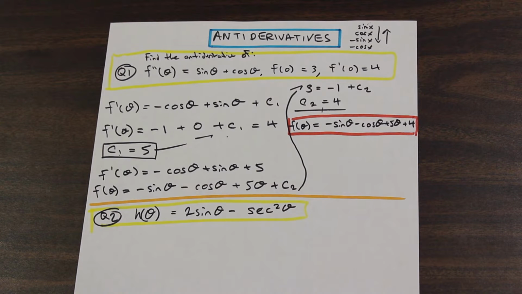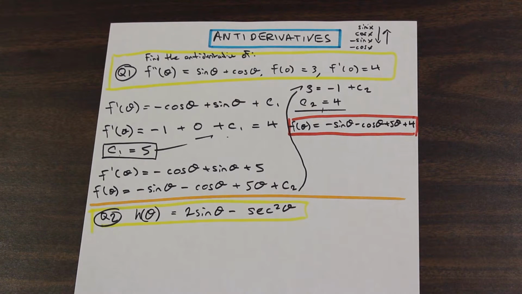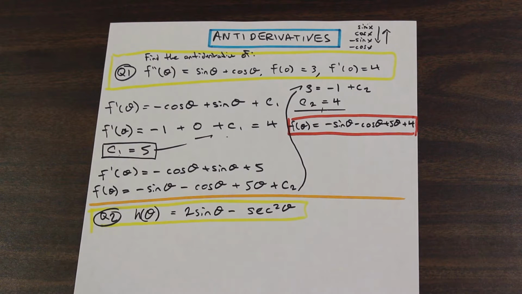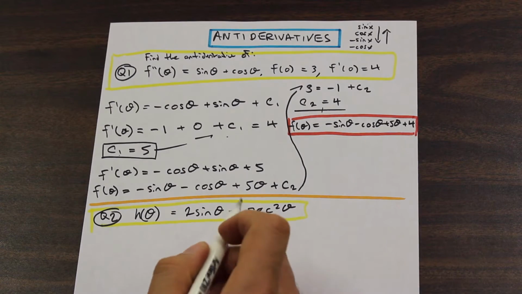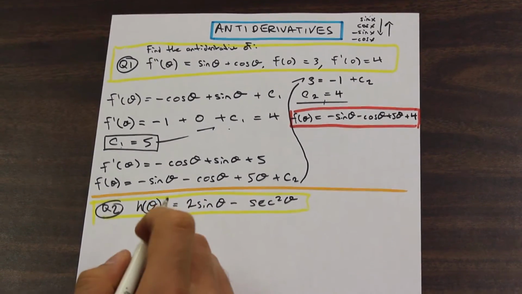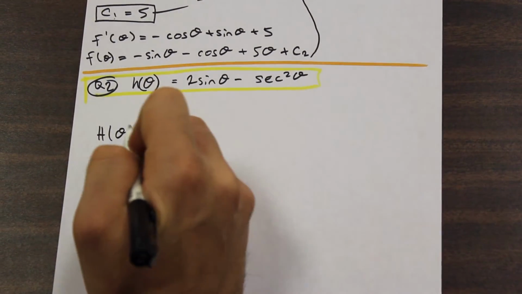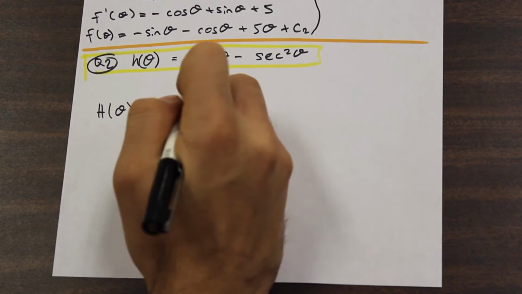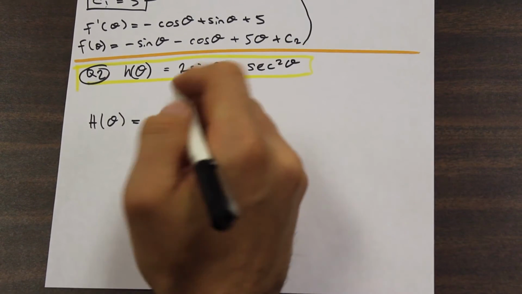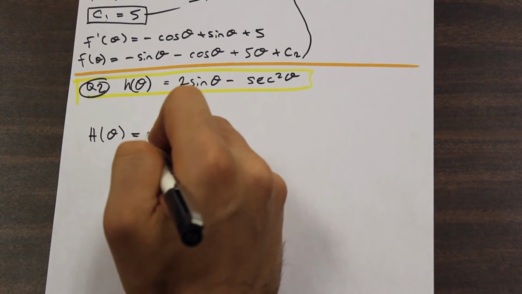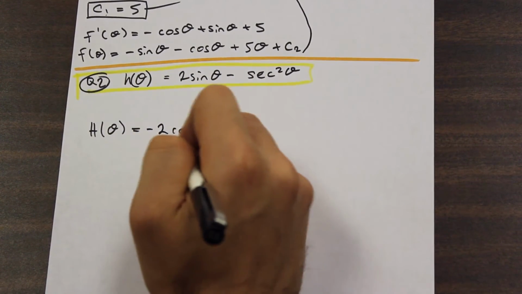So the second question I've selected is a little bit quicker than that one. And let's just take a look, all right? So we have h prime of theta is equal to 2 sine theta minus secant squared theta. And all I want us to concentrate on here is the rules of antiderivatives, okay? So the first one, we're not going to waste too much time with that. So we can say that big H theta is equal to, and we just did that in the last question, antiderivative of sine is negative cos, so negative 2 cos theta.